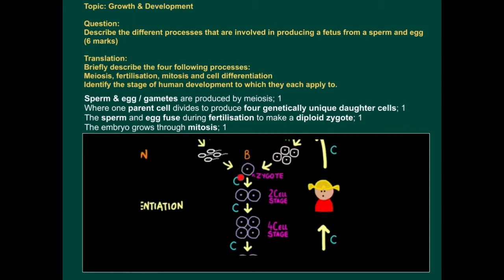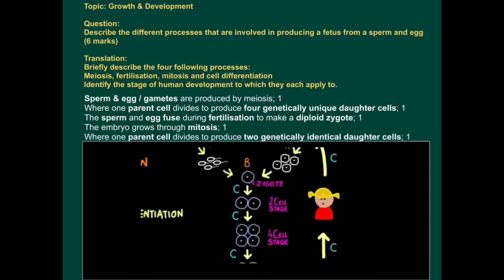So now we have a fertilized egg cell. All it has to do is divide and divide and divide to make identical copies. So this is mitosis. So the embryo grows through mitosis. And just like before, I have to give a description of what mitosis is, because I've done the same for fertilization and I've done the same for meiosis. And this is when one parent cell divides to produce 2 genetically identical, not different, identical daughter cells. So the key differences are in meiosis you get 4 cells and in mitosis 2 cells. But in meiosis they're genetically different, but in mitosis they're genetically identical.